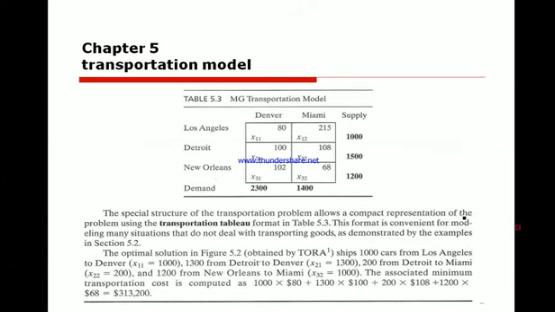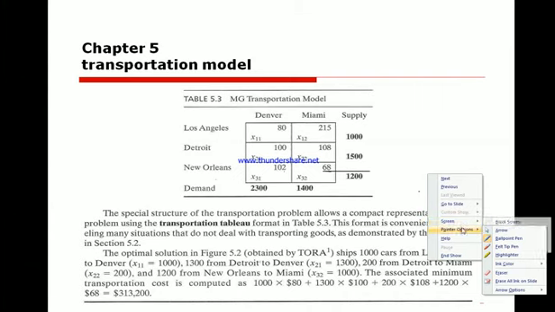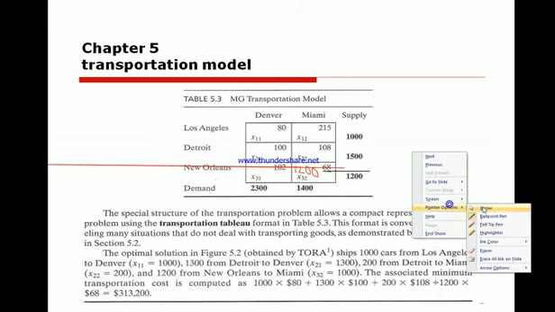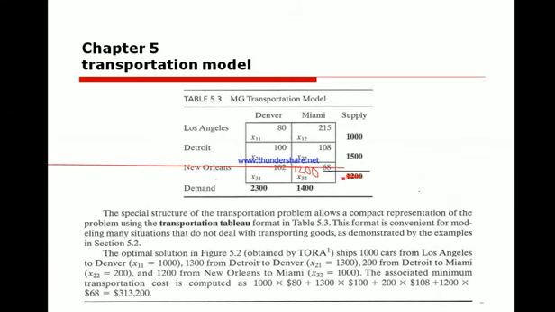This method is to minimize the transportation cost. Minimizing the transportation cost means you have to start with the cheapest route. The cheapest one we have is sending a car from New Orleans to Miami, which costs $68 for the whole trip per car. So we start with this one. Let's change the pointer color to red. New Orleans has 1,200 cars, and Miami needs 1,400, so we send all of them.